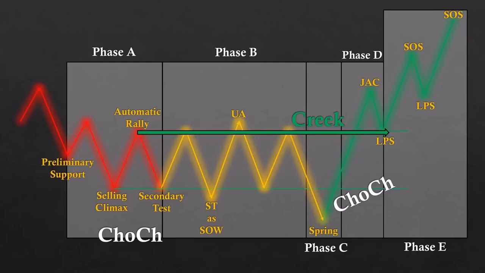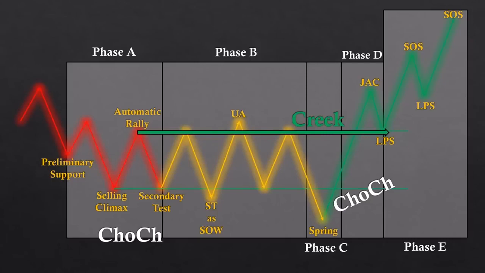Phase A will be composed by the preliminary support, the first attempt of well-informed traders to absorb supply, the selling climax, which is the climatic selling volume that ends the downtrend, the automatic rally, which is an upward price movement that is qualitatively different than the previous counter-trend moves and shows a new interest to the opposite direction of the current trend, and the secondary test, which will test the degree of supply at the same price level of the selling climax. The secondary test closes Phase A and opens Phase B. Recall that Phase A establishes the first change of character.